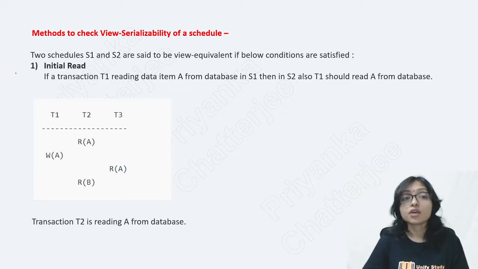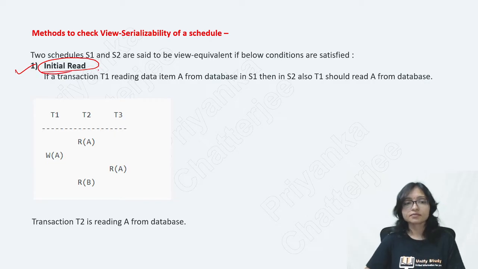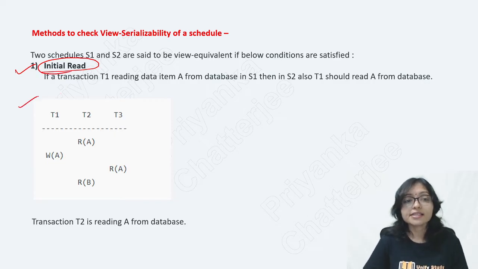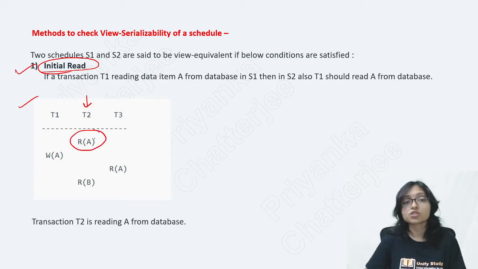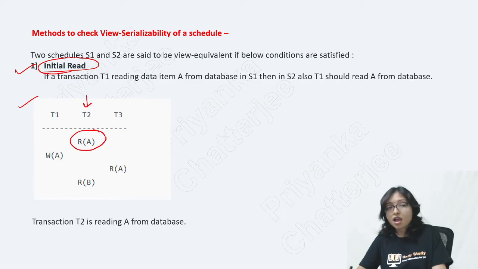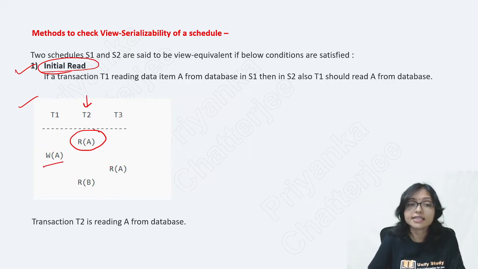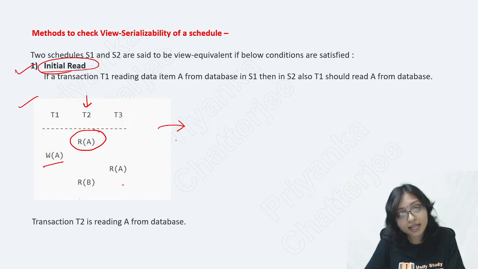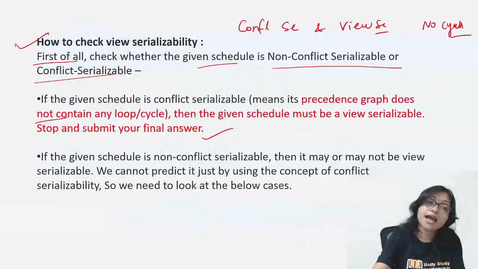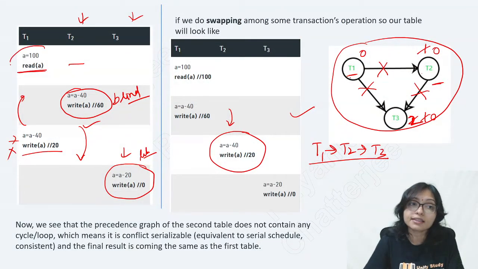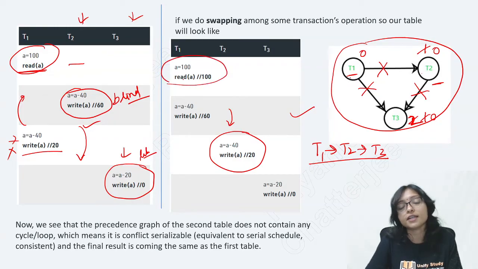First of all, you have to check who is doing the initial read operation. You can see here in this transaction, the initial read is done by T2. T2 is doing the initial read of A. After that T1 is writing, then they are reading. So whenever you are trying to make it serial, you have to maintain that T2 is reading first. That's why here we are maintaining that T1 is reading only.